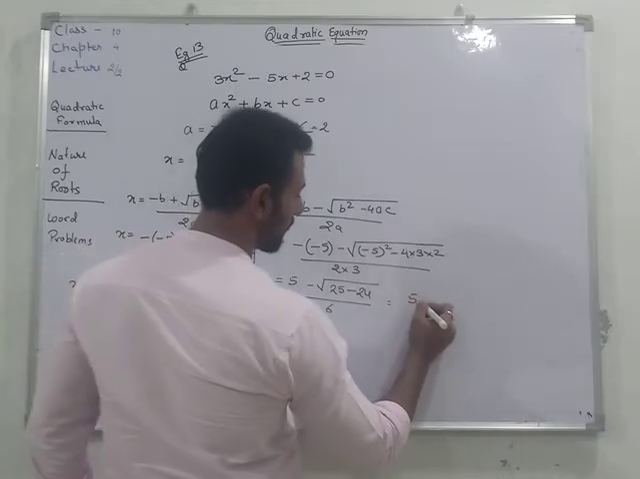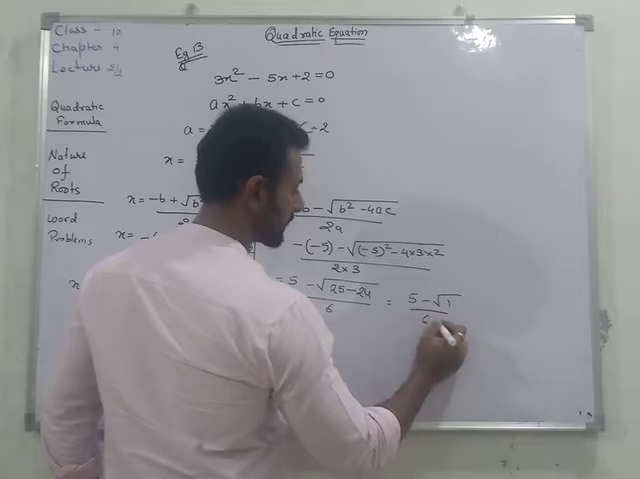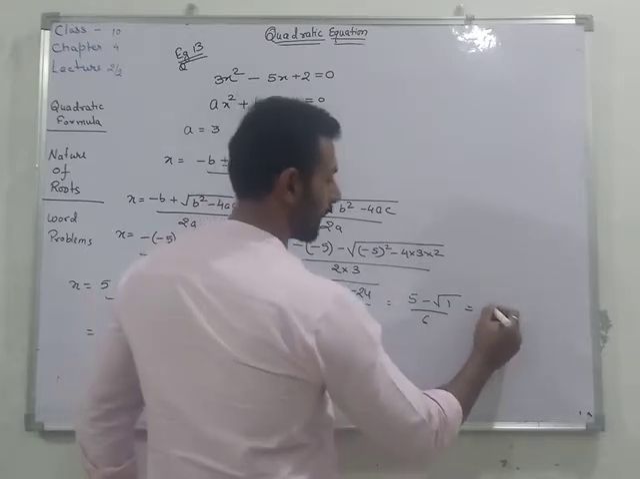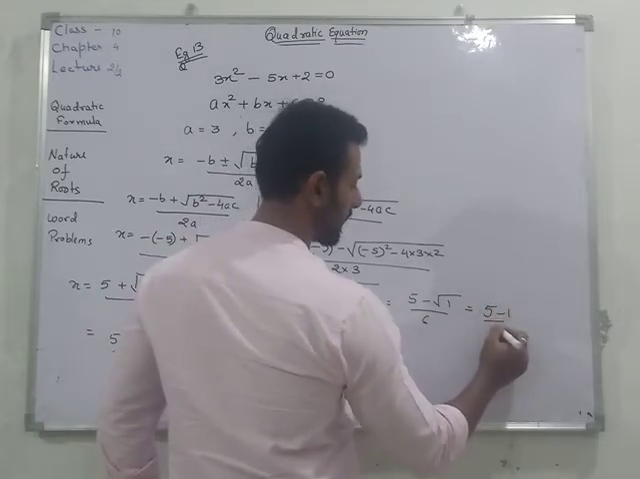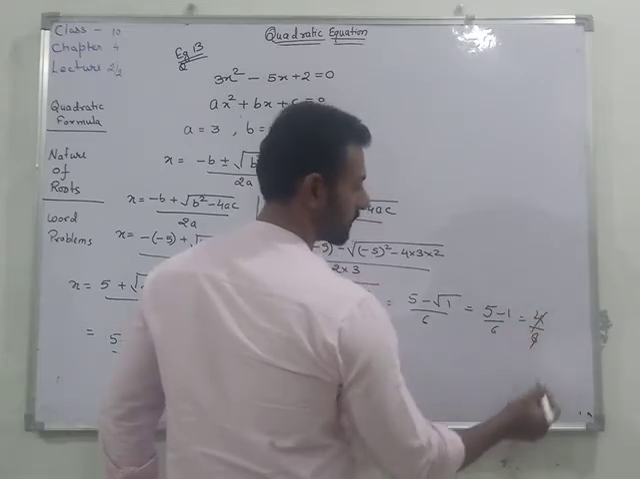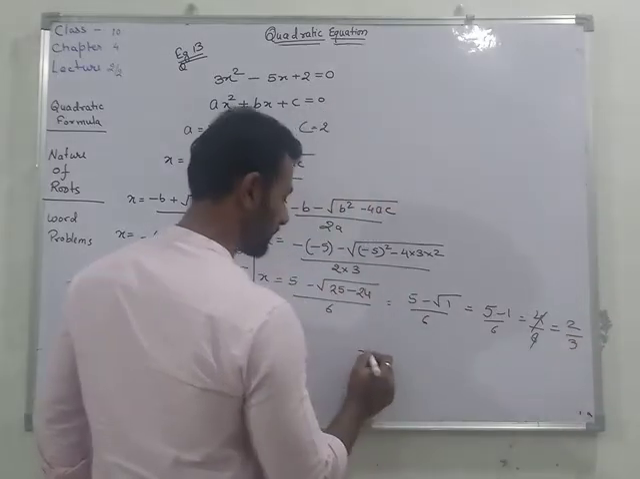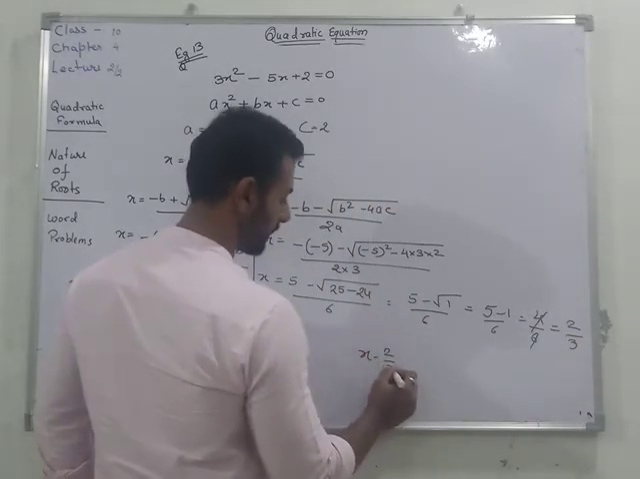which will be 5 minus under root of 1 by 6, which is equal to 5 minus 1 by 6, which is equal to 4 by 6. Further simplifying this, we will be getting 2 by 3. So x is equal to 2 by 3.